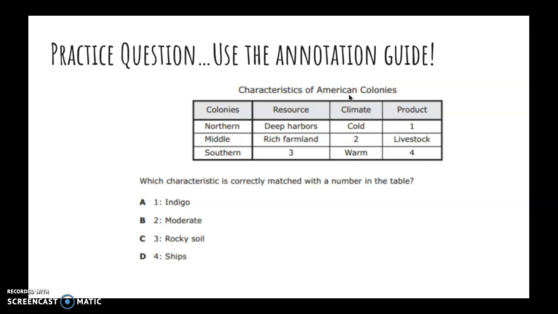All right, practice question. Get that annotation guide back out. Pay attention, guys. Pay close attention. Which characteristic is correctly matched with the number in the table? Okay. Now, I know it says northern, but this is New England. Let's see if you guys can match this one. This one's kind of hard.